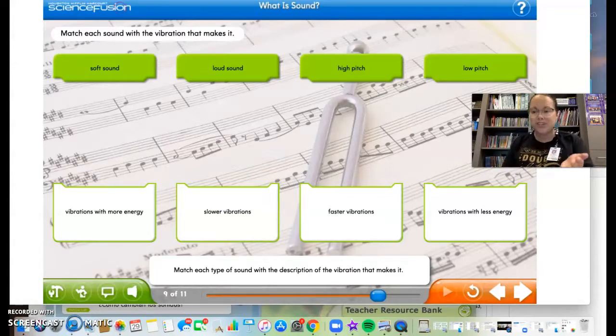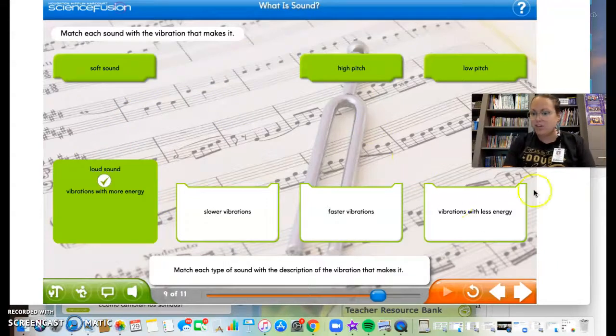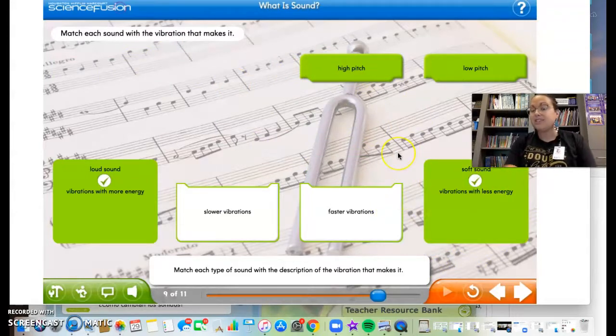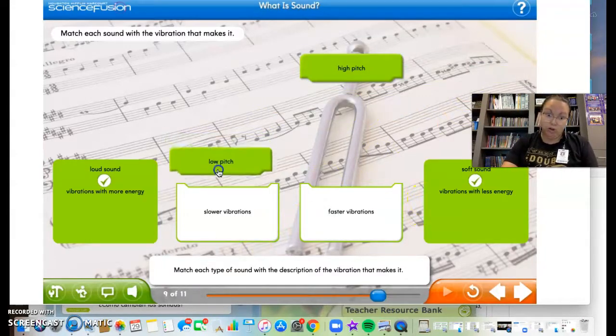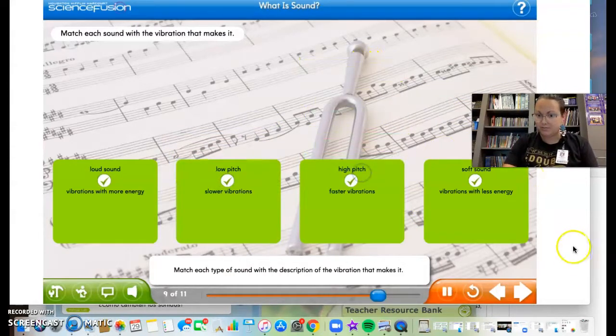Okay, so energy means volume. So vibrations with more energy are going to make a loud sound. Vibrations over here with less energy are going to make a soft sound. Now, remember, the speed of the vibrations, not the energy, but how fast they vibrate, is what determines the pitch. So slower vibrations give you a low pitch, and really, really fast ones give a high pitch. See how that works?